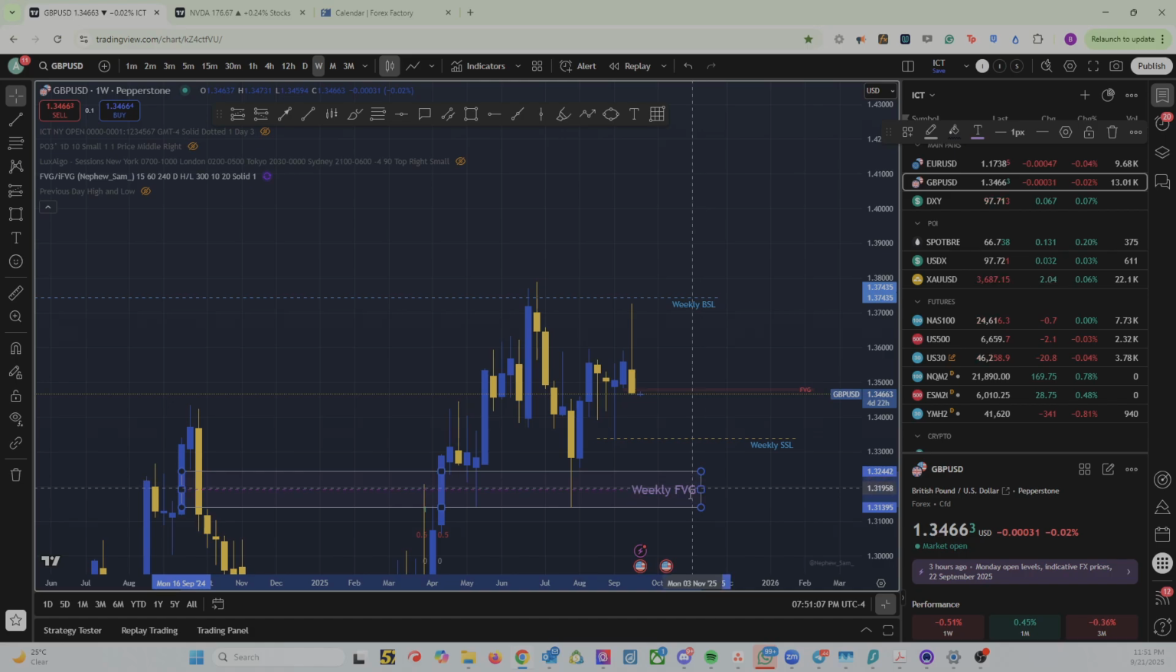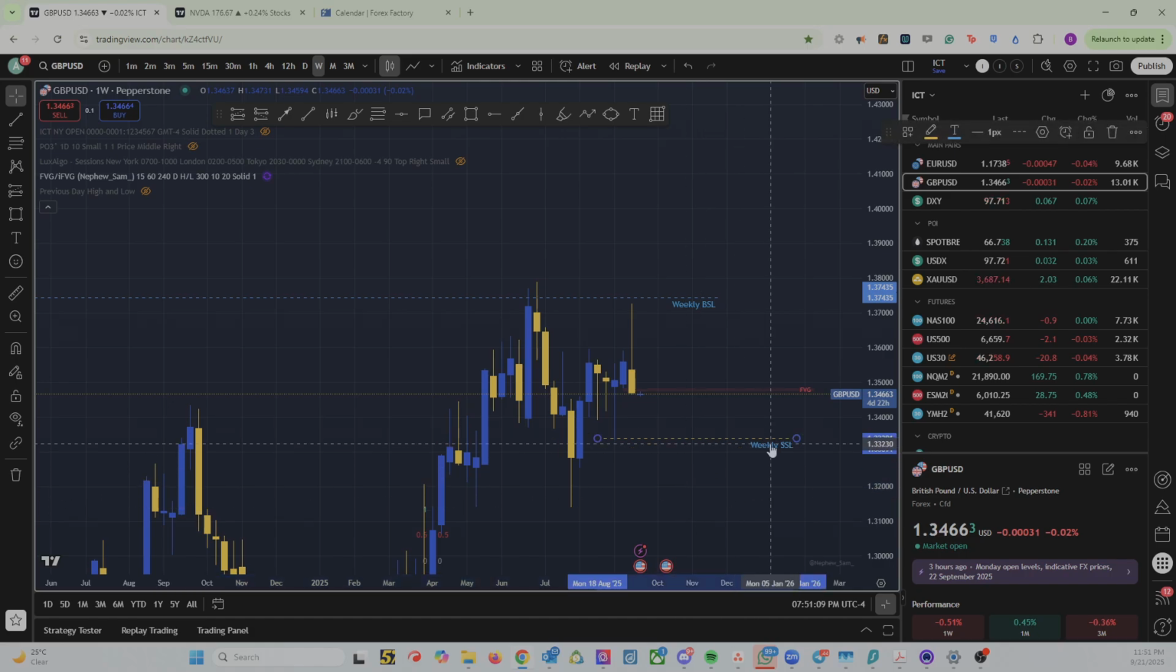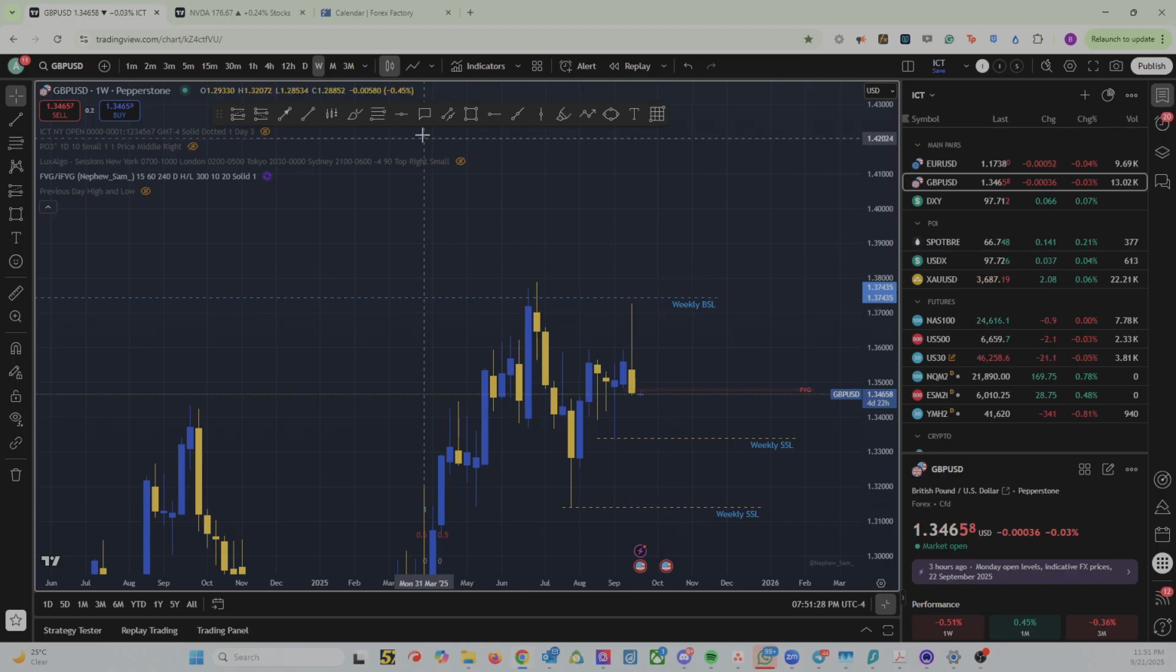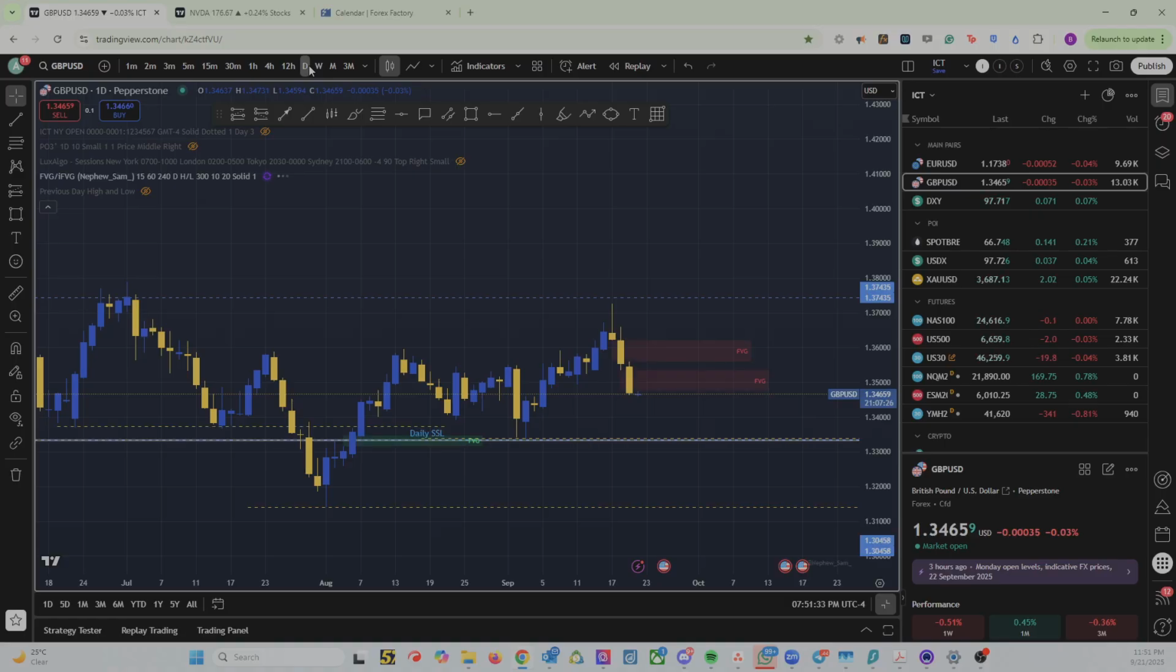But a bigger draw on liquidity for me would be the weekly sell side down over here. All right, so let's switch to the daily buy side liquidity. I'll still be looking at a rejection block. I don't really think I want to update anything here. If the market is going to go up, it's probably going to enter into this rejection block again and maybe reject again. Let's go to the daily chart and let's see what the daily chart has for me.